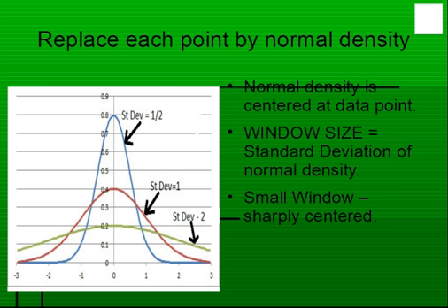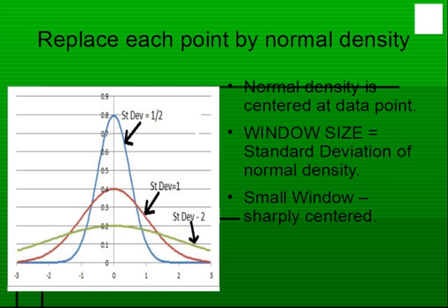Just like in the histogram we choose the bin size, in the density estimate we choose what is called the window size. For the normal distribution, the window size is represented by the standard deviation or SD, and if the SD is small, it means that the normal density is very concentrated. So the smallest window size here is SD equals 1/2, and the blue curve is the narrowest.